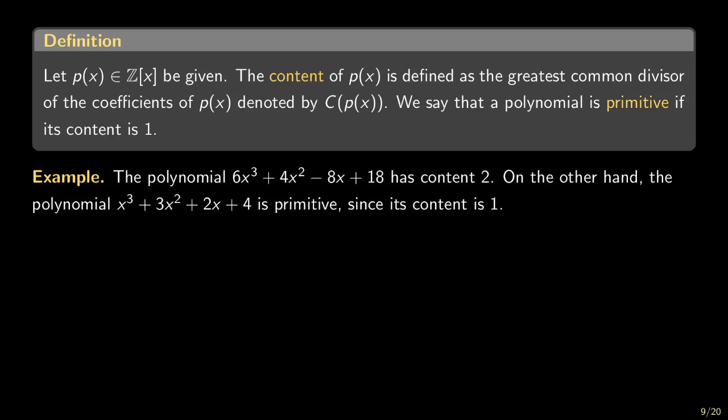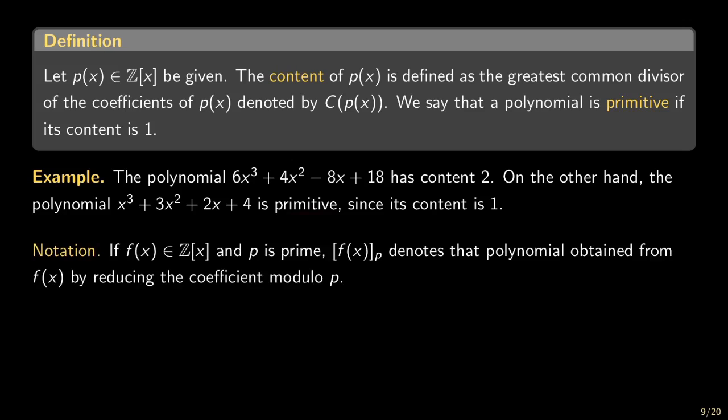As an example, when you look at the coefficients of the polynomial 6x cubed plus 4x squared minus 8x plus 18, you see that the GCD of 6, 4, 8, and 18 is 2. Therefore, the content of this polynomial is 2. On the other hand, this polynomial has 1, 3, 2, 4 as coefficients. These integers are relatively prime because their GCD is 1. Therefore, we can consider this as a primitive polynomial.